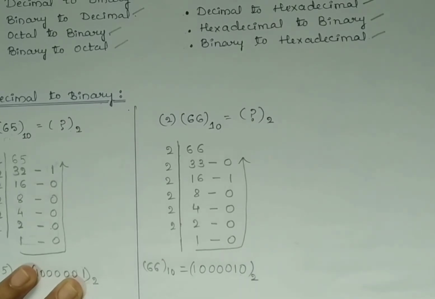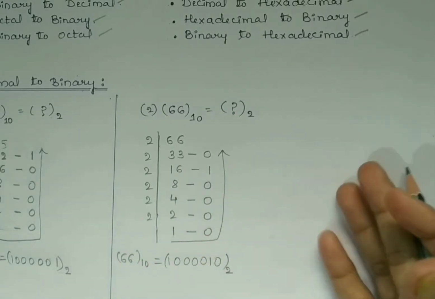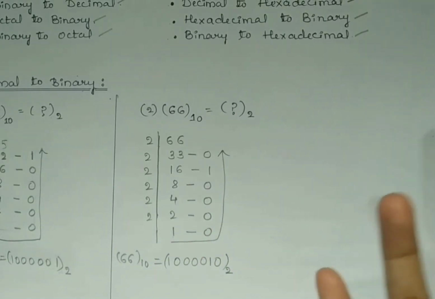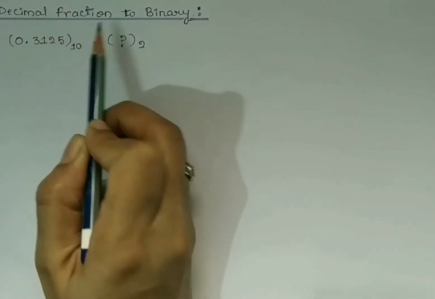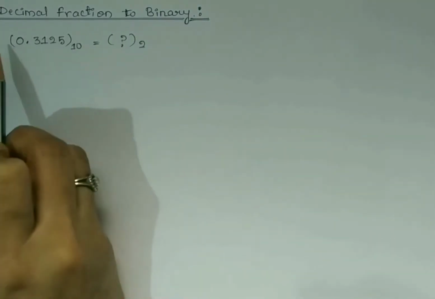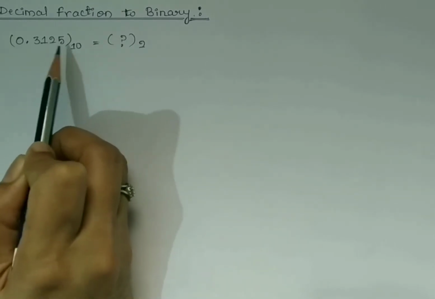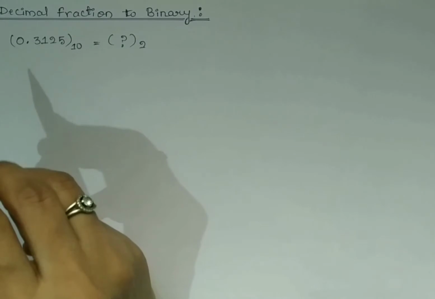This is about converting a normal decimal number to binary. But in case of fractional numbers, how will you convert? Let us discuss it. Converting decimal fraction to binary. So this is a decimal fraction. Consider 0.3125 to the base 10. Its equivalent we have to find.